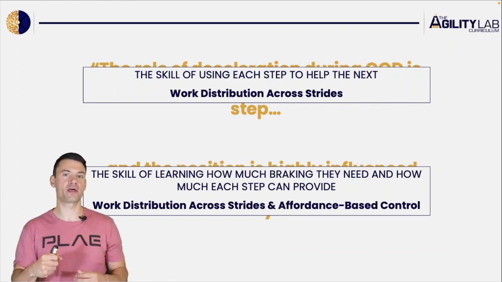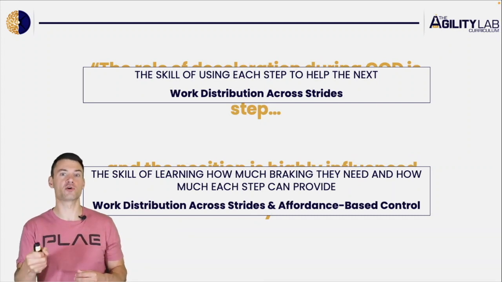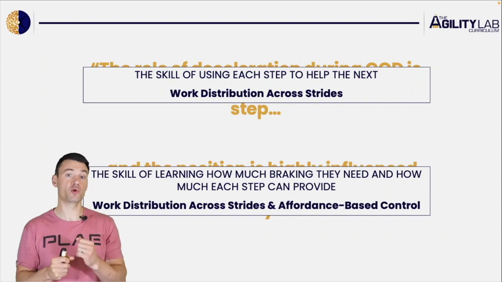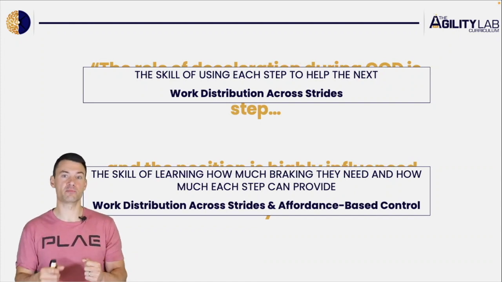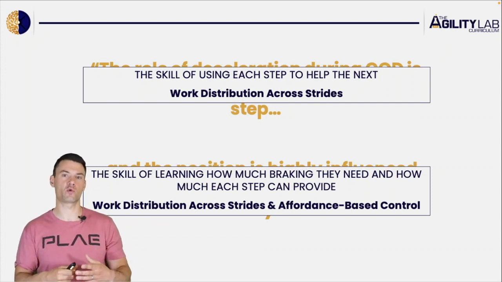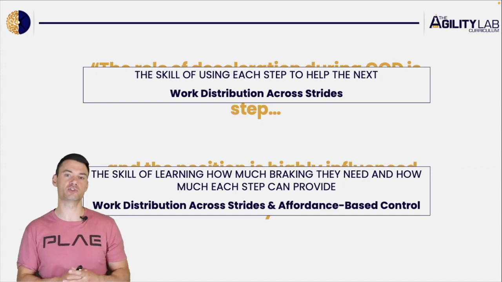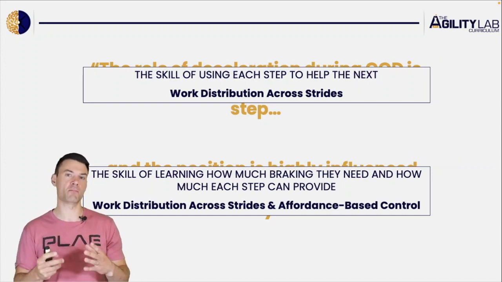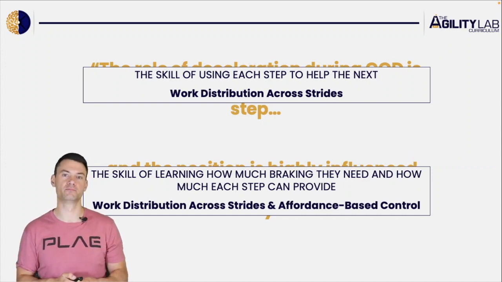So they understand what they need to do via affordance-based control, and they've also got the physical and coordinative skills to distribute work across multiple strides to make sure they can actually execute it. Those two things for me are two really important key skills that transfer to all sorts of different change of direction and agility actions. That is something I think we should embed into the vast majority of our on-pitch multi-directional speed-based training.